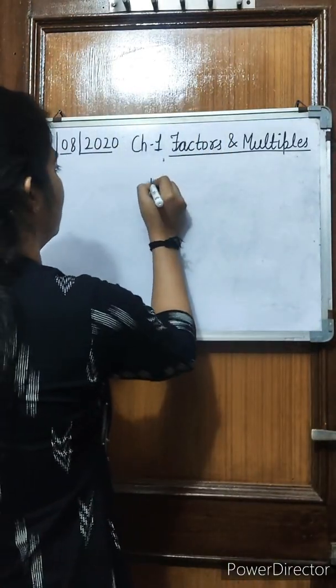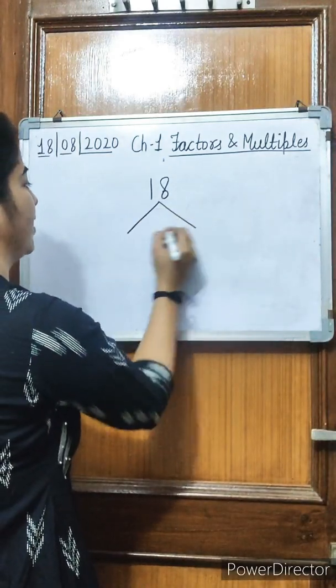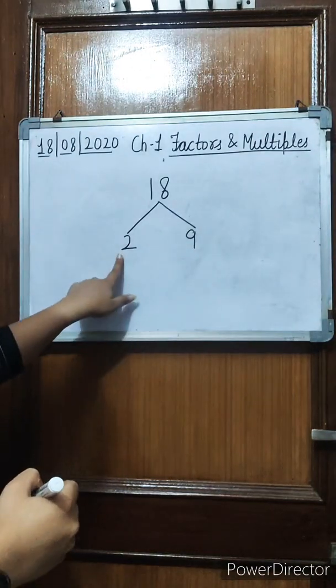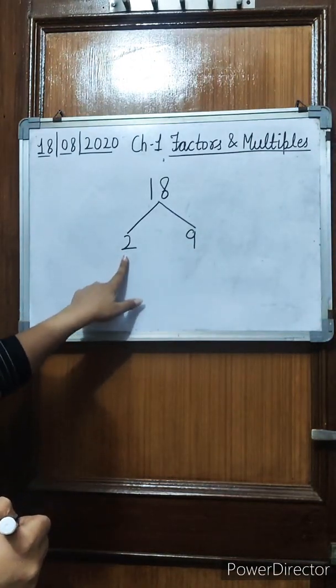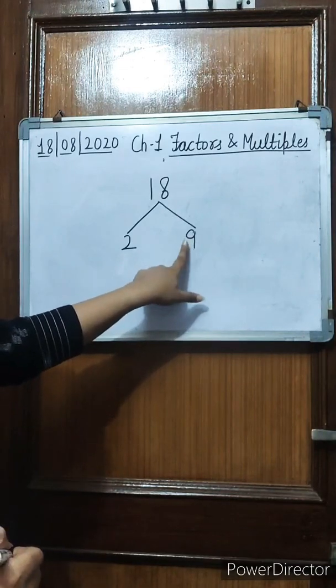Now we will take one more example to make you clearer about the concept. So now we will make the factor tree of 18. Here we can write 2 9s are 18. Now we cannot split 2. Why? Because 2 is a prime number. So we will split only 9, because 9 is a composite number.